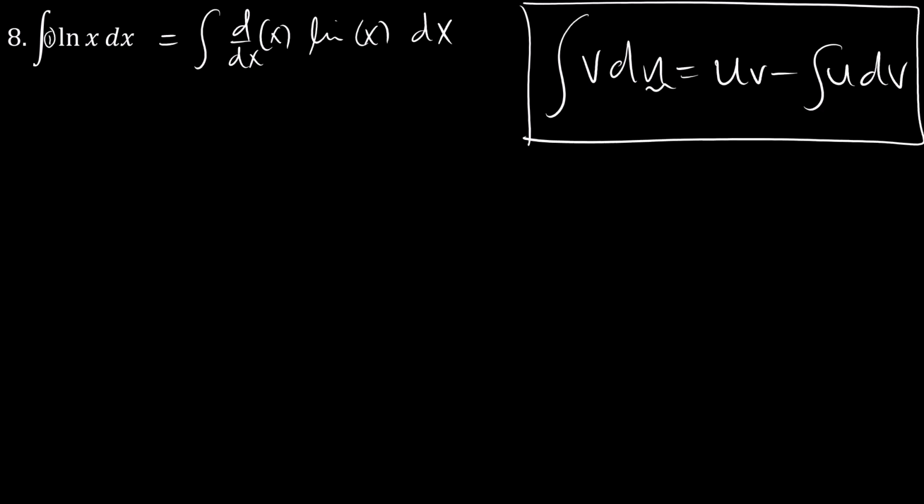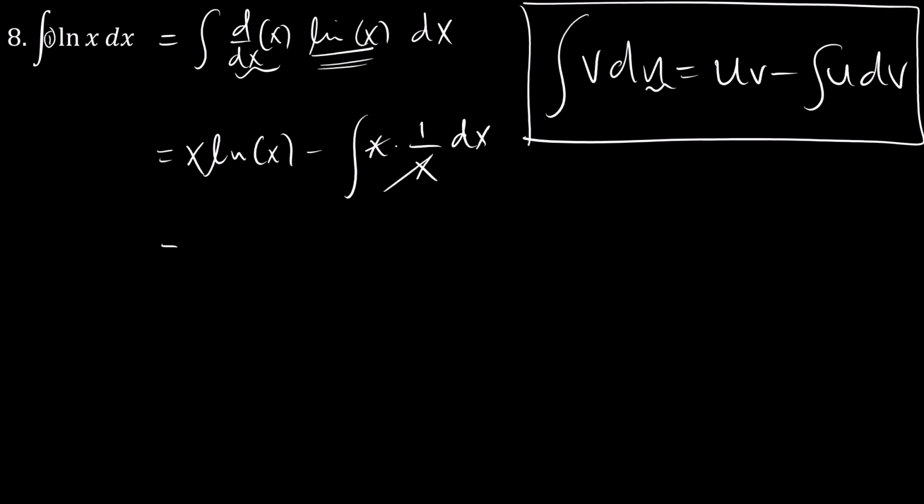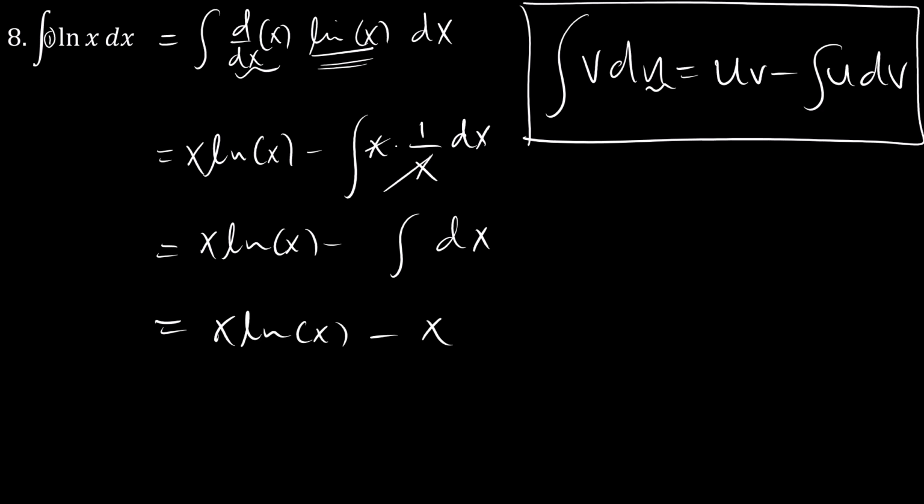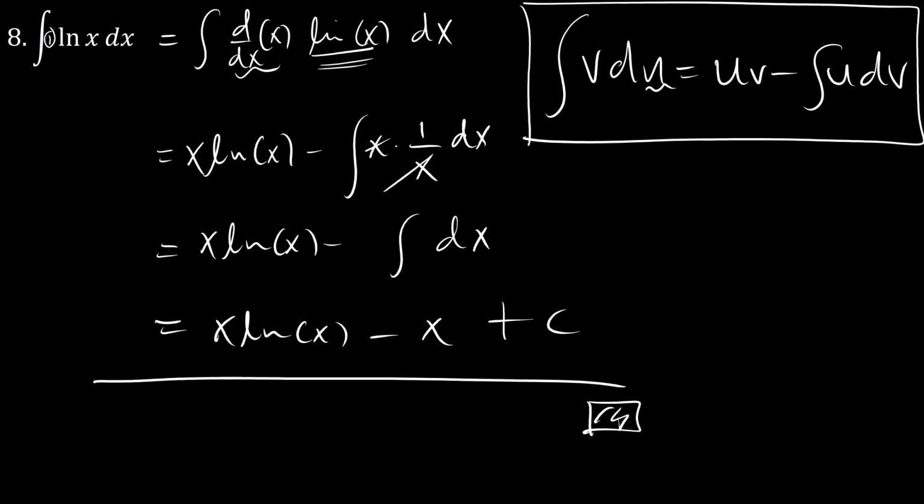Our du is this part, our v is this part. So uv is going to be x natural logarithm of x, minus x times the derivative of natural logarithm of x, which is the same as 1 over x. And so we have x natural logarithm of x minus the integral of 1, which is x natural logarithm of x minus x plus c, integration constant. And that is our answer.